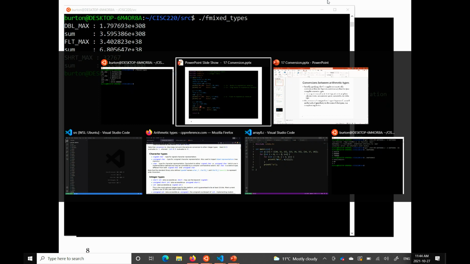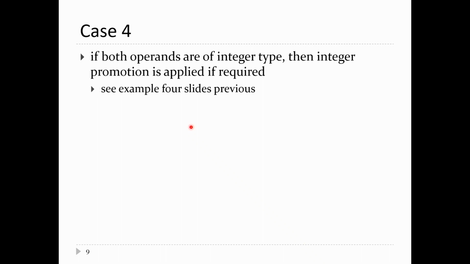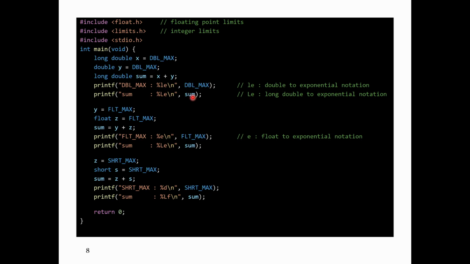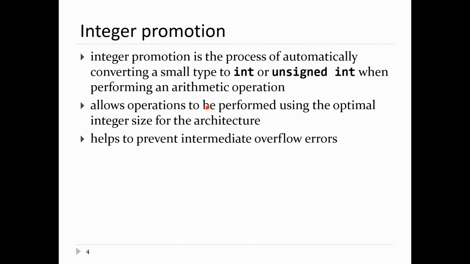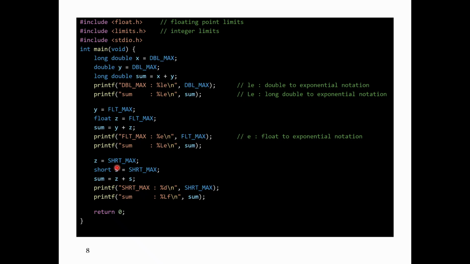So that's cases 1, 2, and 3. If both operands are of integer type, then integer promotion is applied, if required. So if you're taking x plus y and they both have some integer type, then you go back to here and you look at the integer promotion slide. So if one of the values is short, some promotion happens. I guess that's why that example's here. Okay, so what's actually happening here then? That's fine. One's a floating point type, one's an integer type. So short gets promoted up to float.